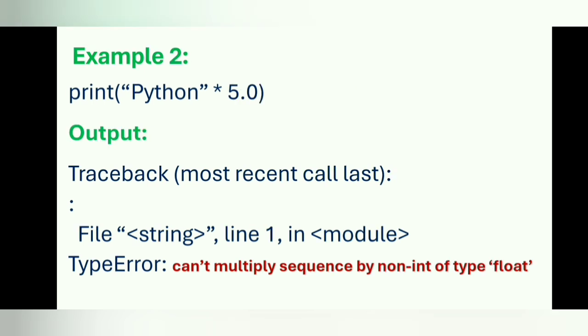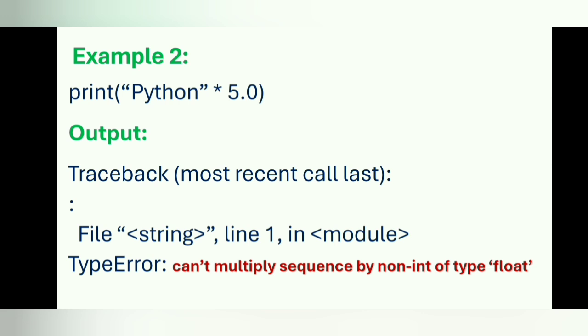Example 2. It makes sense that Python would not understand this expression. You also cannot replicate a string a fractional number of times. In this example, we try to multiply one string with a fractional number. So Python will display an error message: can't multiply sequence by non-int of type float.